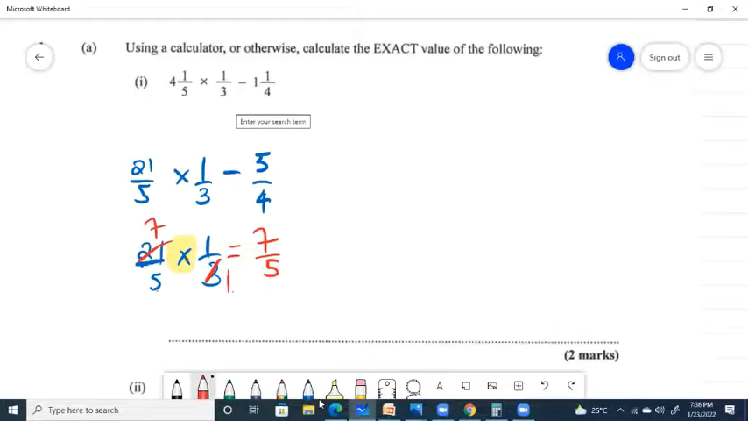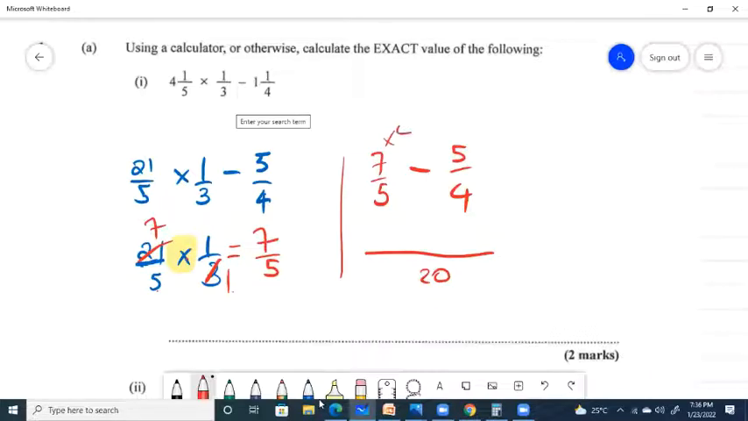But the 7 over 5, let's just finalize. 7 fifths, you're going to minus 5 4 is 20. And then this into that, 4 is 28. This into this, 5, minus 25. So the answer is 3 over 20. Sir, 20. Very good, very good.